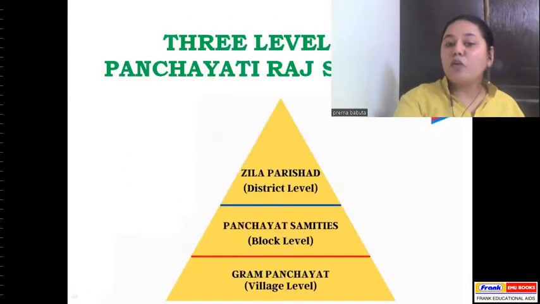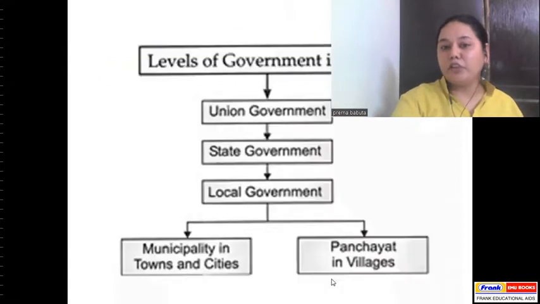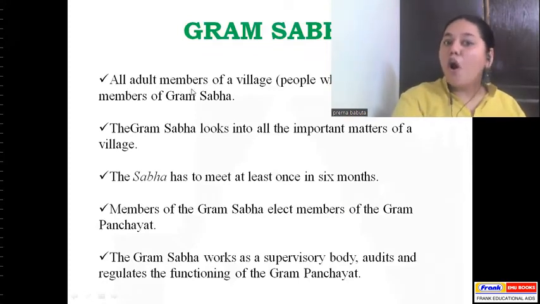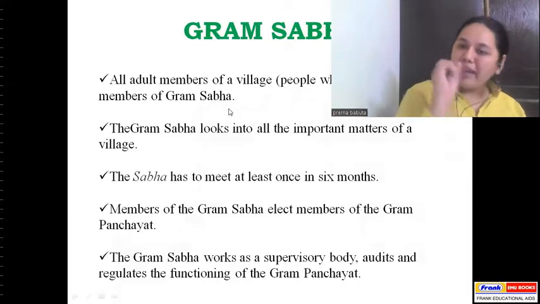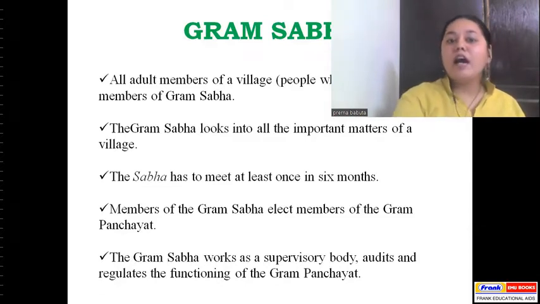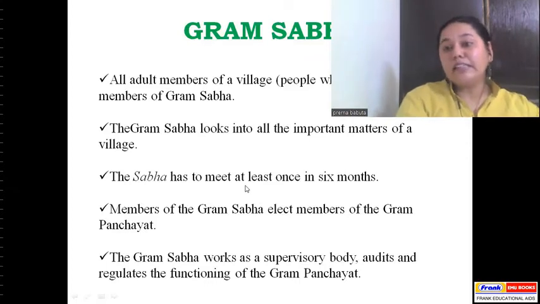Now let's talk about what are the components of Gram Panchayat. First you have Gram Sabha. So what is Gram Sabha or how is Gram Sabha formed? All adult members of a village, that is all those who are 18 years and above, they are the members of Gram Sabha. So any person residing in a village who is 18 years of age or above is a member of Gram Sabha. And what does Gram Sabha do? It looks into all the important matters of a village. The Sabha has to meet at least once in 6 months.